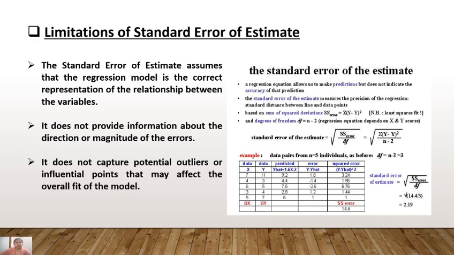Limitations of standard error of estimate. The standard error of estimate assumes that the regression model is the correct representation of the relationship between the variables. It does not provide information about the direction or magnitude of the error. It does not capture potential outliers or influential points that may affect the overall fit of the model.